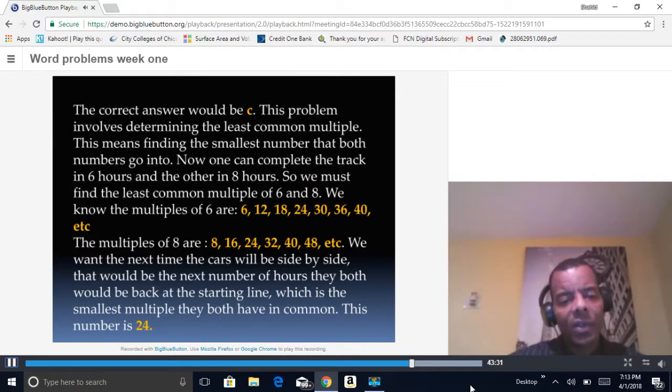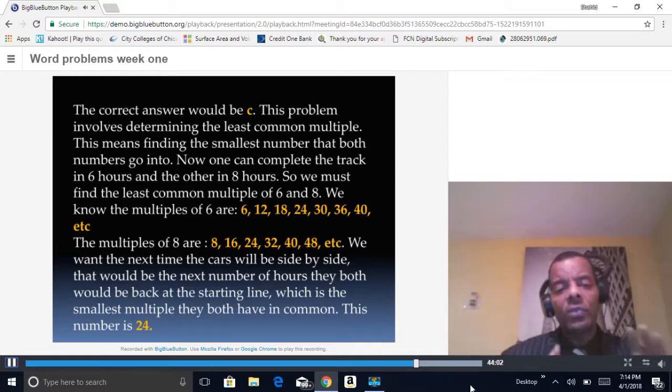So let's see how to do this. The correct answer ends up being C. Why? This problem involves determining the least common multiple. This means finding the smallest number that both numbers go into. Now, one can complete the track in 6 hours, while the other takes 8 hours. So we have to find the least common multiple of 6 and 8, meaning what? The first number that is in both multiplication rows for 6 and 8, or the first common multiple that we find in the 6th row and in the 8th row.